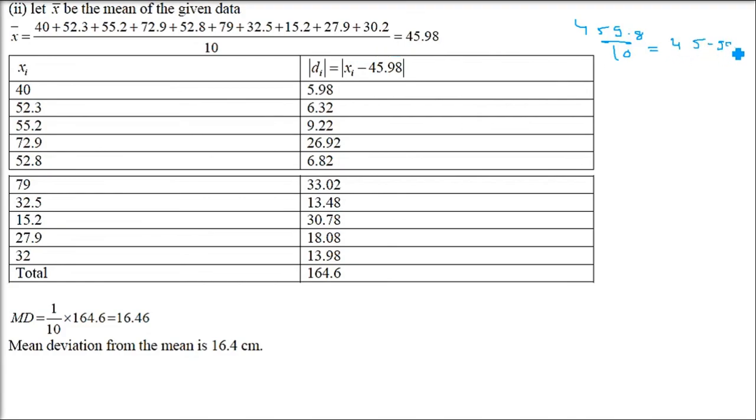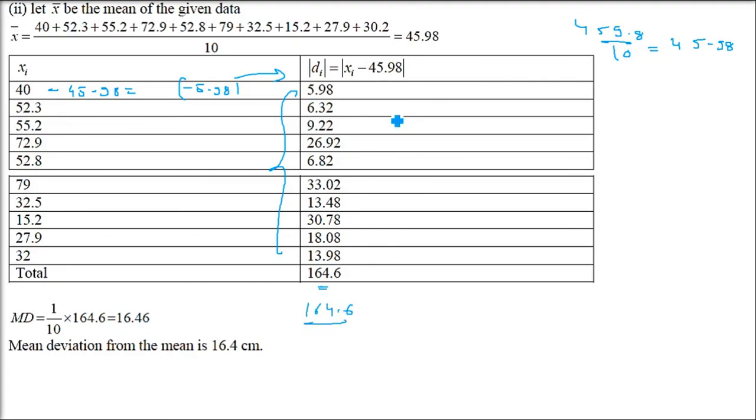So this is what your mean is. Now, take the mean and subtract it from all the elements. Subtract 45.98 from each element. For example, the first one gives you minus 5.98. You have to do it for every element and take the modulus. Now add them: 164.6. Now divide by 10.